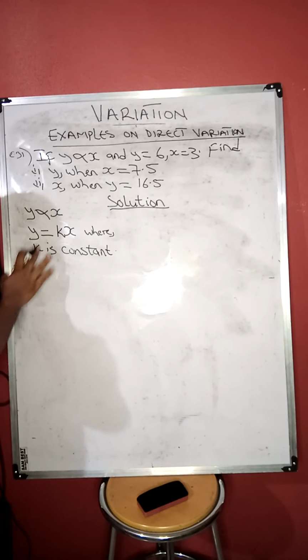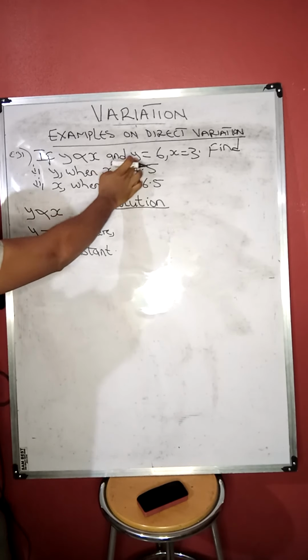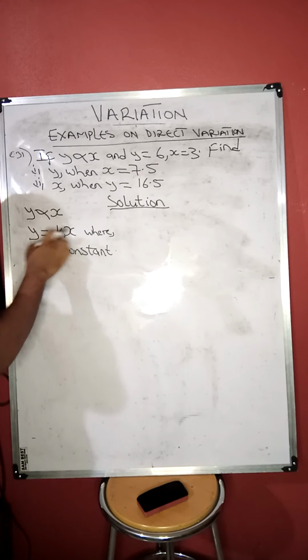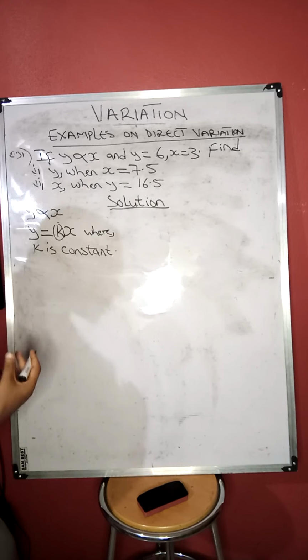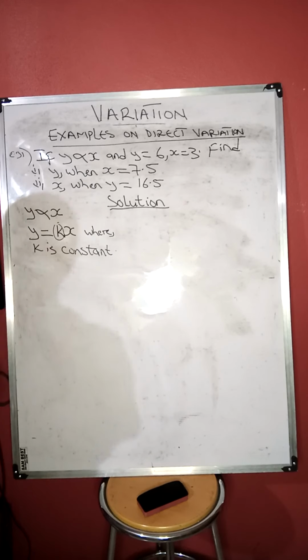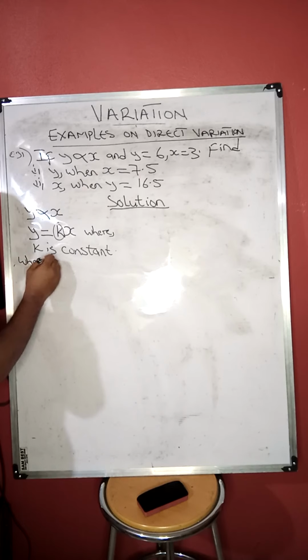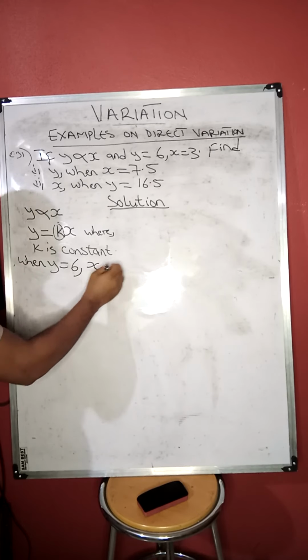Alright, now look at this. We've arrived at this point. Look at your question. You are given y is 6, x is 3. It means you are going to introduce it into this equation to get the value for your constant. A constant is a number that appears the same all through the equation, all through that question. It doesn't change. Alright, we want to get this constant. Now, when y is equal to 6, our x is equal to 3.